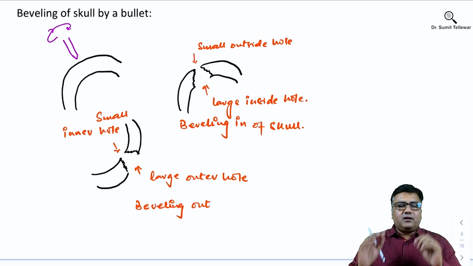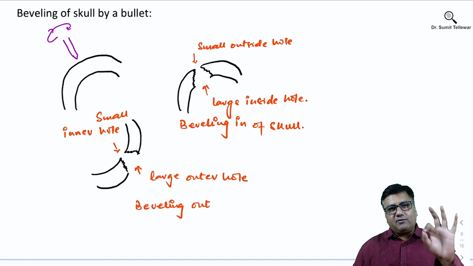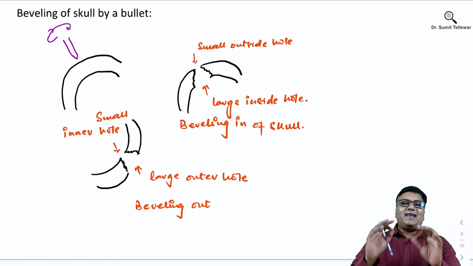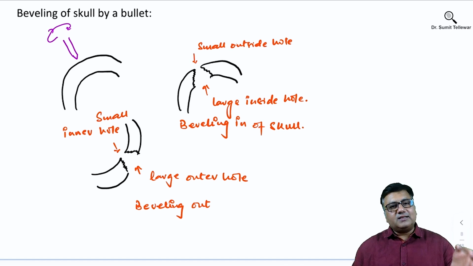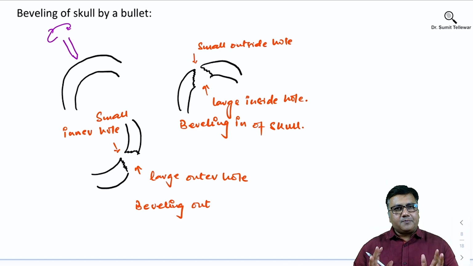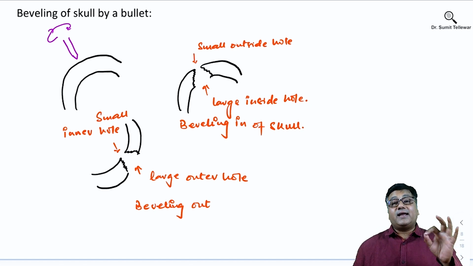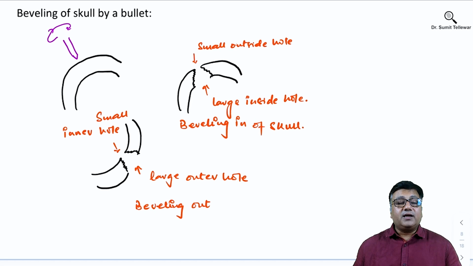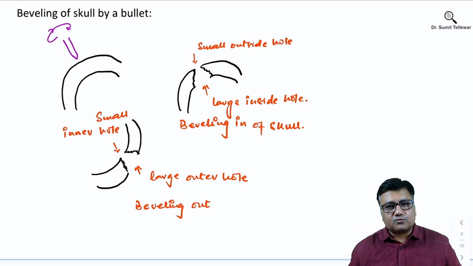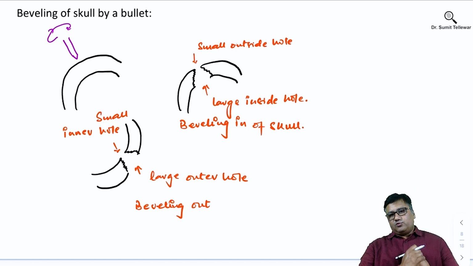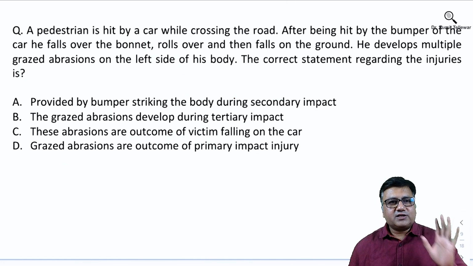So beveling in will be seen in an entry wound in the skull. Beveling out will be seen in an exit wound in the skull. So correct recognition of beveling can tell us whether the hole in the skull is an entry wound or an exit wound. This concept was asked in a pictorial format in this year's INICET examination also, right? Okay, let's move on to see our next question.